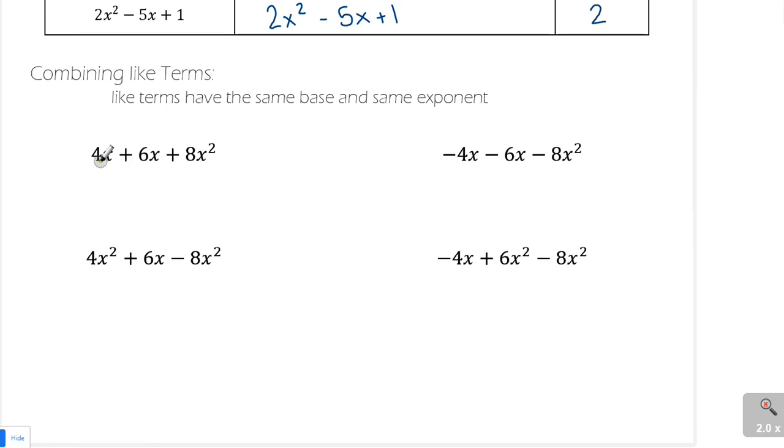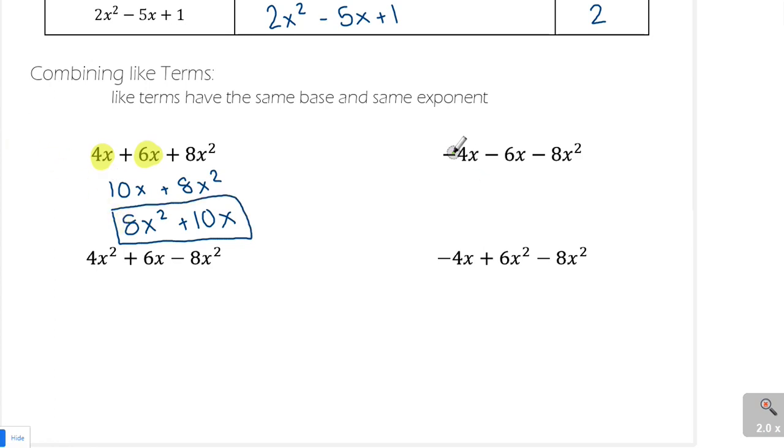This first problem here, we have 4x and 6x, and then an 8x squared. We have an exponent of a 2, so it's not a like term here. Our 4x and our 6x are like terms, so we add them. 4 plus 6 gives us 10x. Bring down our 8x squared. And the last thing we're going to do is rewrite it in standard form, so our largest exponent comes first. There we go.